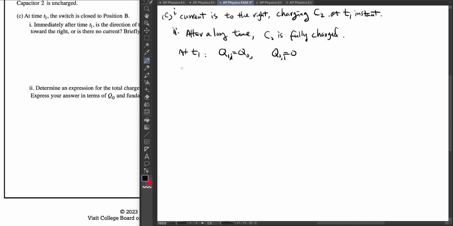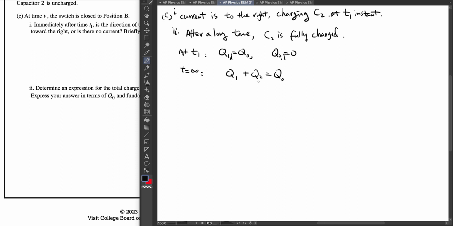Okay. Now at the final value, we should redistribute this Q naught into the two capacitors. So at t equals infinity, let's say we have Q1 and Q2. Their summation should be Q naught. Remember we said that we redistribute the total charge Q naught into C1 and C2. So that's why Q1 plus Q2 equals Q naught. This first equation we can write down.